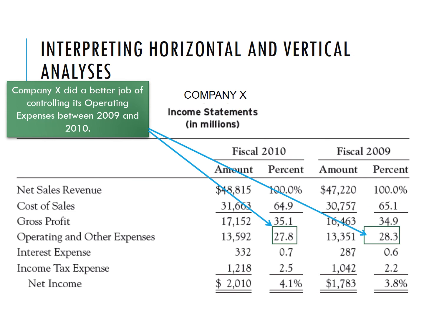And what ended up happening in addition is that Company X did a better job of controlling its operating expenses between 2009 to 2010. So if you see in fiscal year 2009, 28.3% of their net sales revenue went to operating and other expenses versus in 2010, only 27.8% went to other operating and other expenses. So we would say they did a better job of controlling their operating expenses because it contributes to less.